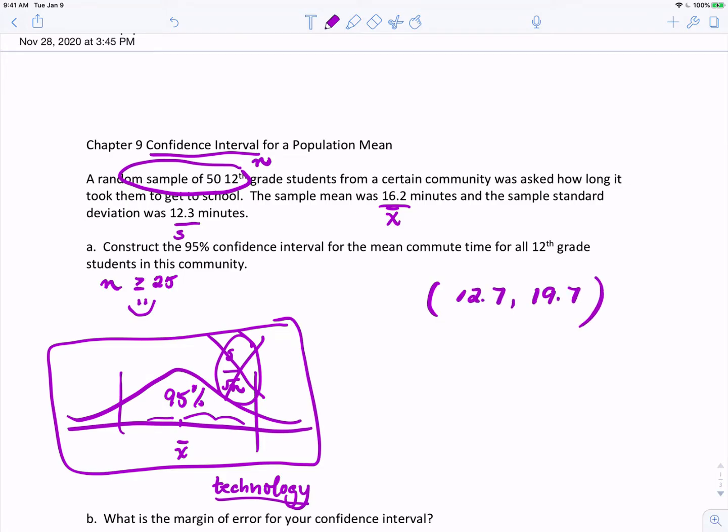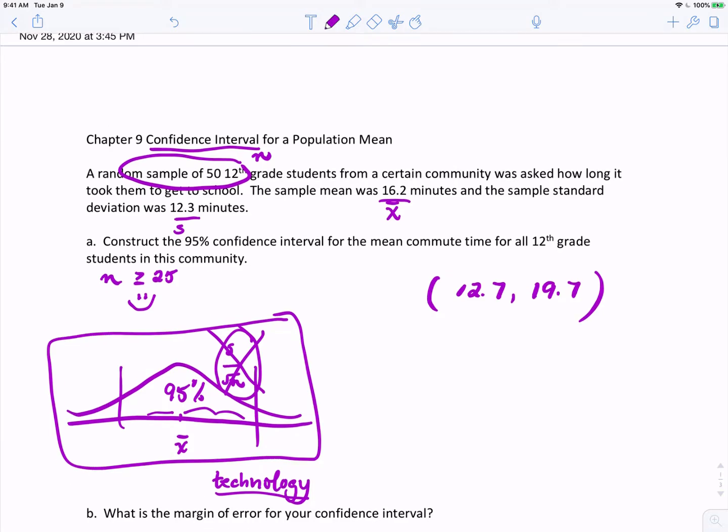What that means is that we're 95% confident that were we to ask every 12th grader in that community, how long does it take you to get to school, and we found the average of all those numbers, it would be somewhere between 12.7 and 19.7 minutes.